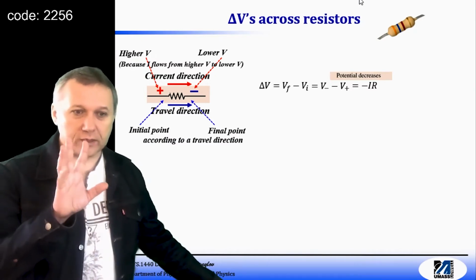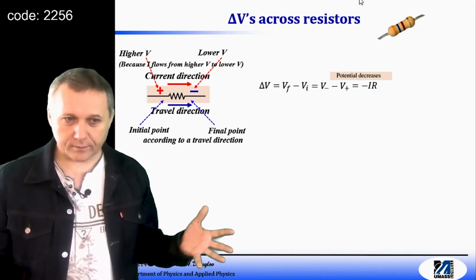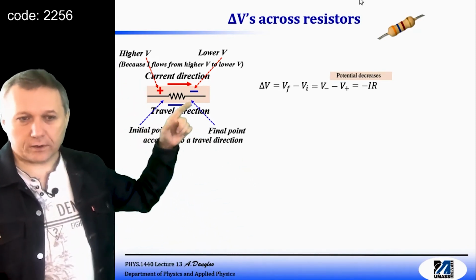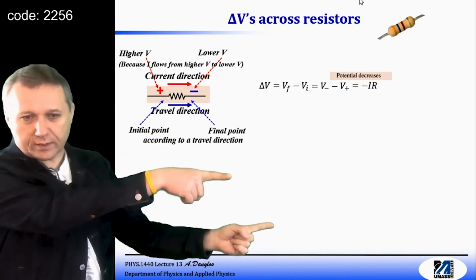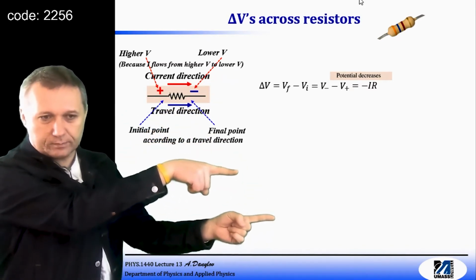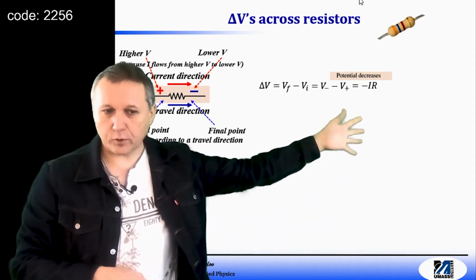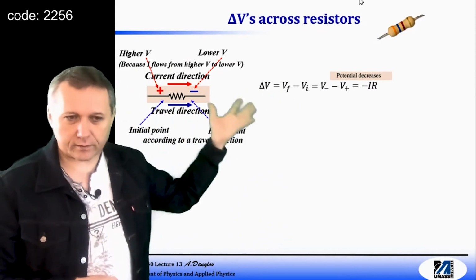So now mnemonic rule number 3. The first two were about batteries. Now the first rule about a resistor: if current direction and travel direction are the same, the contribution is minus IR. We're going to practice it. I will remove the green screen and we'll start writing on the board.